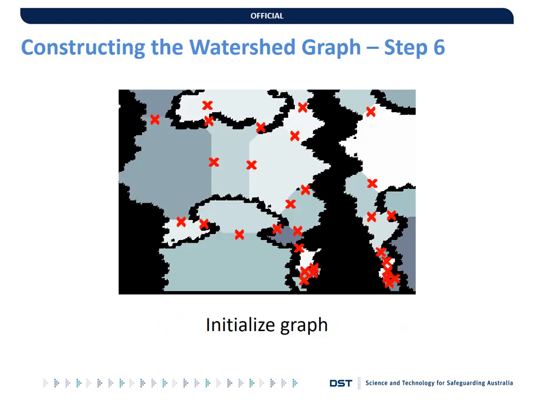Now we can set up our watershed graph. We initialize the graph as being the transits. That's step 6.